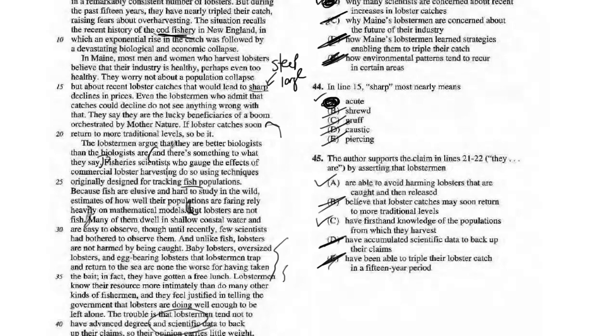So let's see. Between A and C. Asserting that lobstermen are able to avoid harming lobsters that are caught and then released. So that's certainly true, it's mentioned, but does that support the claim here? Does that support that they're better biologists? Not really. It's a bit too specific. We're looking, again, this often happens, you want to look for something a bit more general than something specific. Even though this is mentioned, it doesn't support the idea that they're better fishers. In fact, this is a much better choice because this goes into the notion that kind of captures everything. They have better first-hand knowledge of the populations, which the scientists do not have. So I'm going to pick C over A here for that reason.